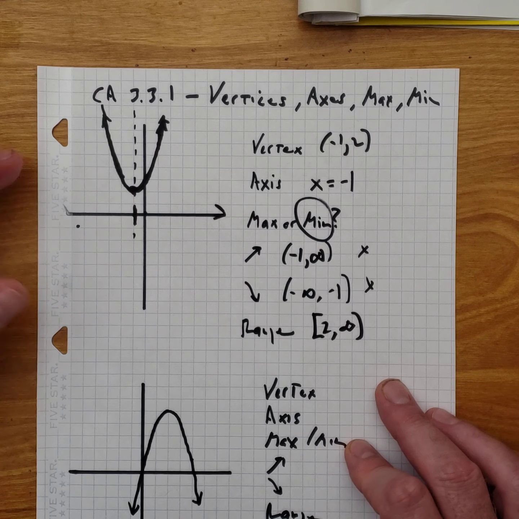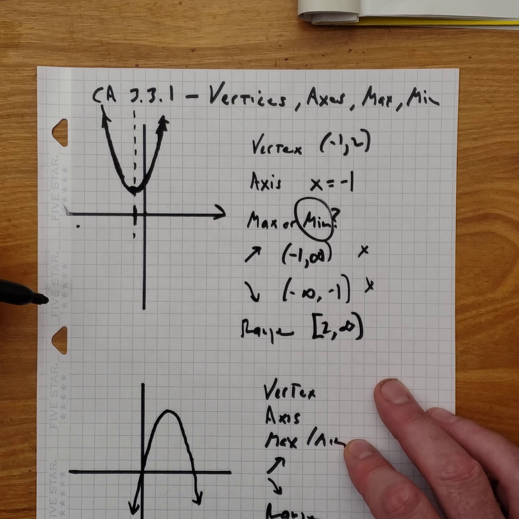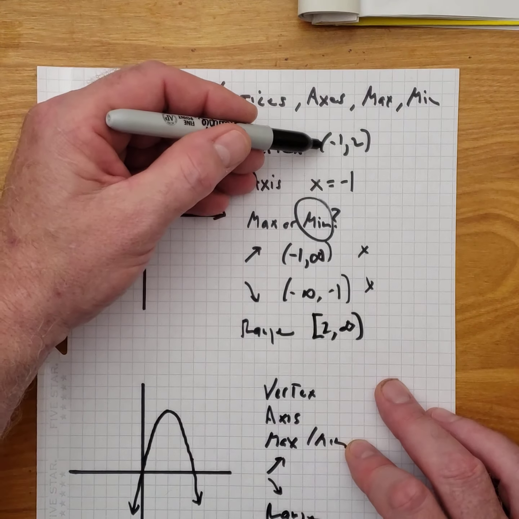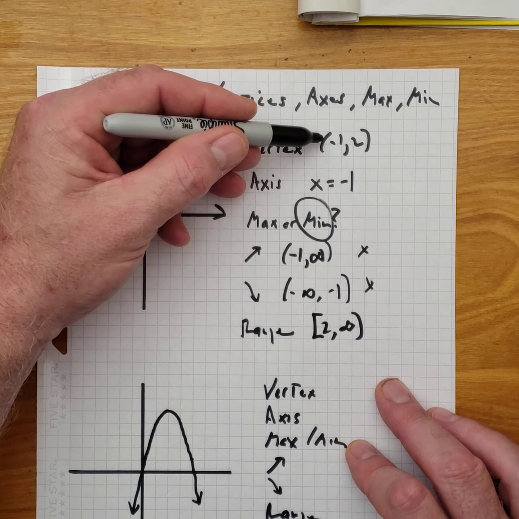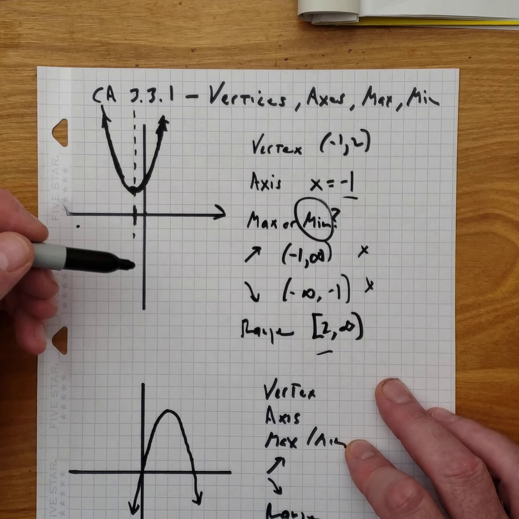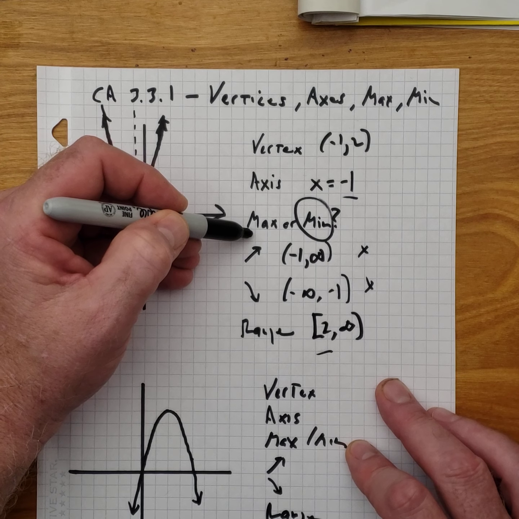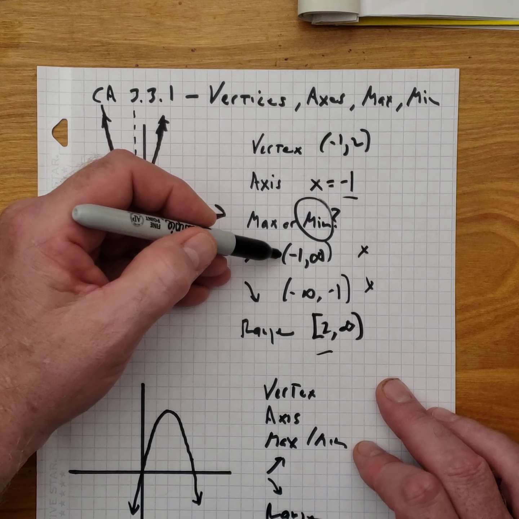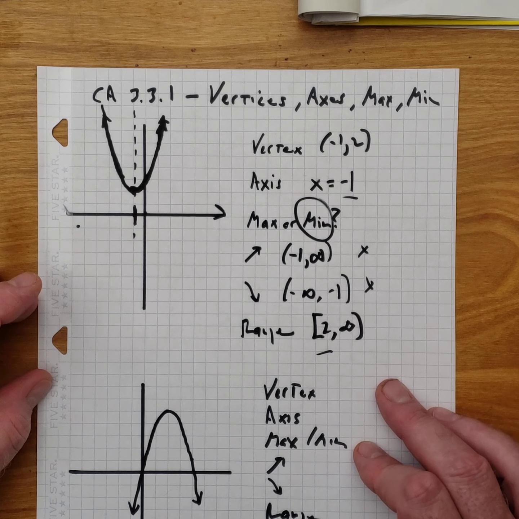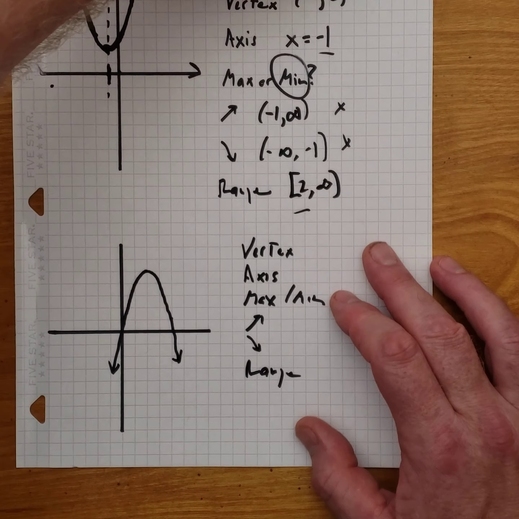Now, when I say this is easy, it's not much work. In fact, there's only 2 numbers really involved here. There's the x and y coordinate of the vertex. That gives us the axis of symmetry. It gives us the range. As long as we understand whether this thing is right side up or upside down, has a high point or a low point, we know how to write our intervals for increasing and decreasing.